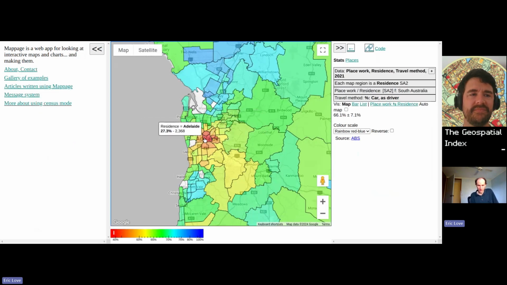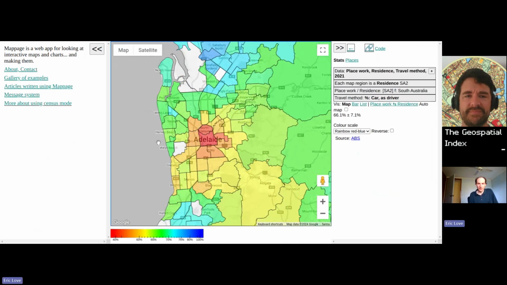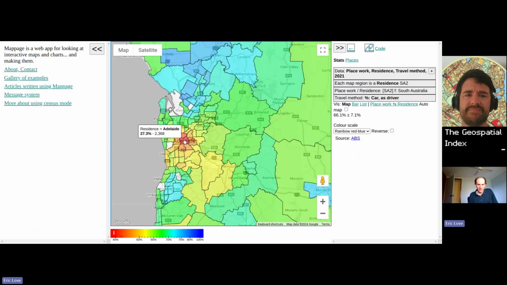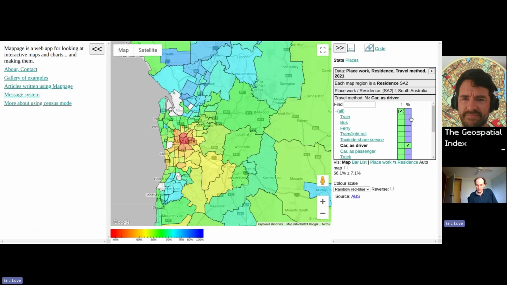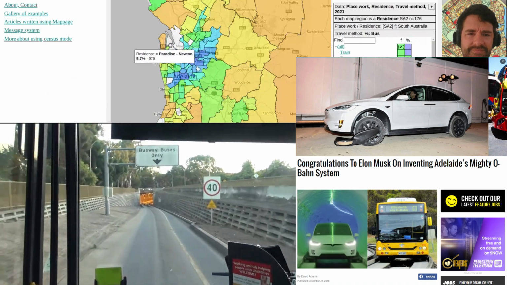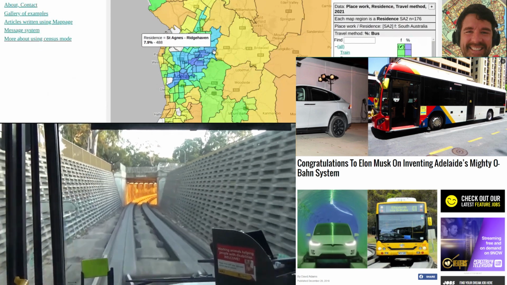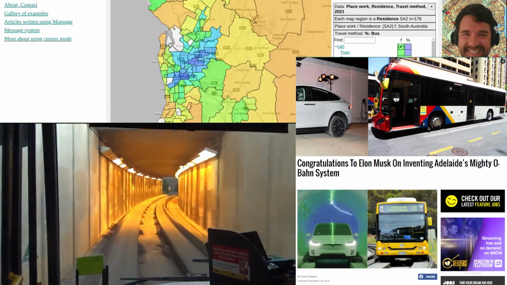But just in the last week, I was making some maps for some people on what proportion of people drove to work on census day. So this is how many people drove, but we can change that to who caught the train, and we get the areas with train lines, so the south and the port area, and who caught the bus, and it's a lot of places close to the city, but also especially out in the northeast where we have the O-Bahn, the bus that runs on rails.